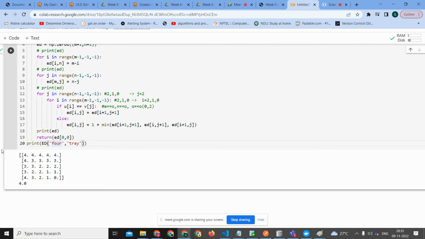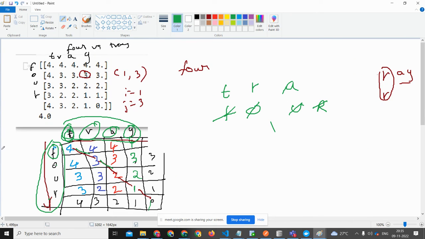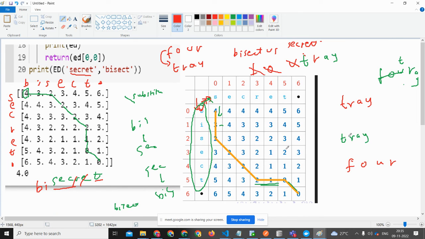Can you please go back? Now, in what way is it different from insertion? I'll take you through it. Let's take this example. Since we are going to come from top to bottom, or shall we go from bottom to top? No, let's not confuse ourselves. Top to bottom is better, which means bisect is converting to secret. So you're coming from top to bottom. This is what I mean.